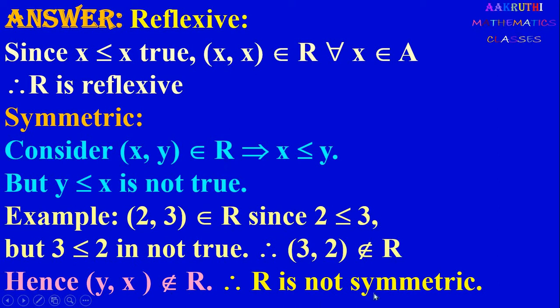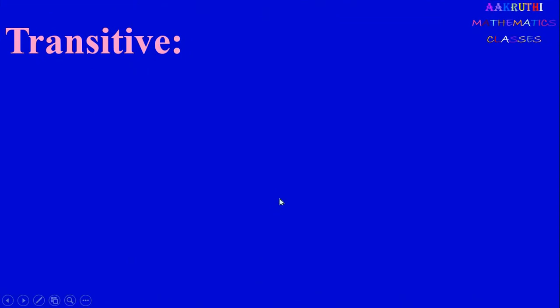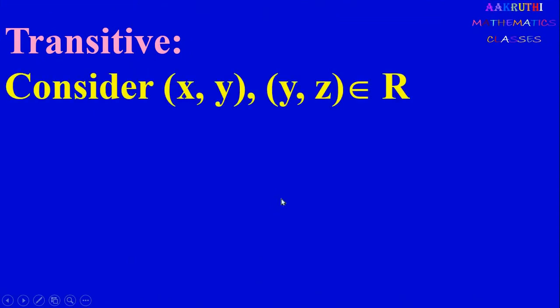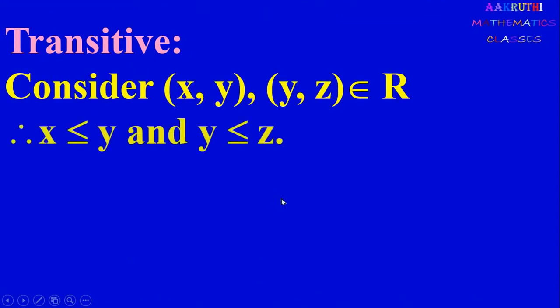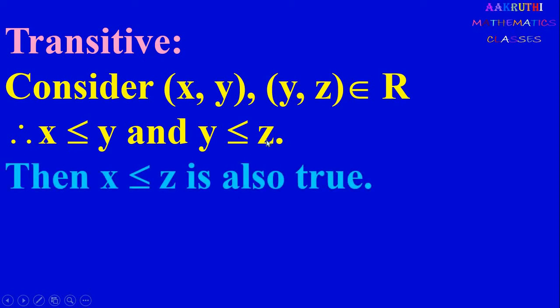So therefore this relation is not symmetric. So next we consider transitive relation. We take (x, y) and (y, z) belongs to R. Then x is less than or equal to y and y is less than or equal to z. Then x is always less than or equal to z. So it is always true.